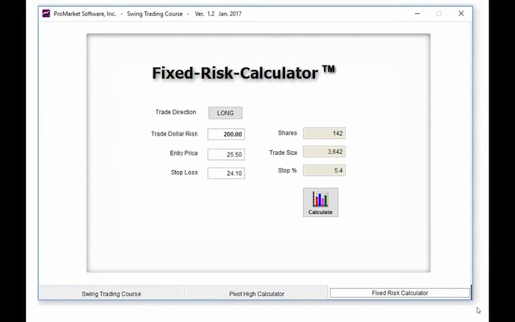The software also has a fixed risk calculator, and I didn't have time to talk about this, but this is a real important part of the whole strategy. You're not going to guess on your position sizes. The pivot high calculator computes your entries and your stop, but then you're going to turn around and also figure out how many shares you should buy, because what you want to do in the process is fix the risk for each trade as far as dollar amount. You don't want to say I'm only going to lose 3%, because one stock could hit 3% the day you buy it, right? We want to fix our risk based on the dollar amount.